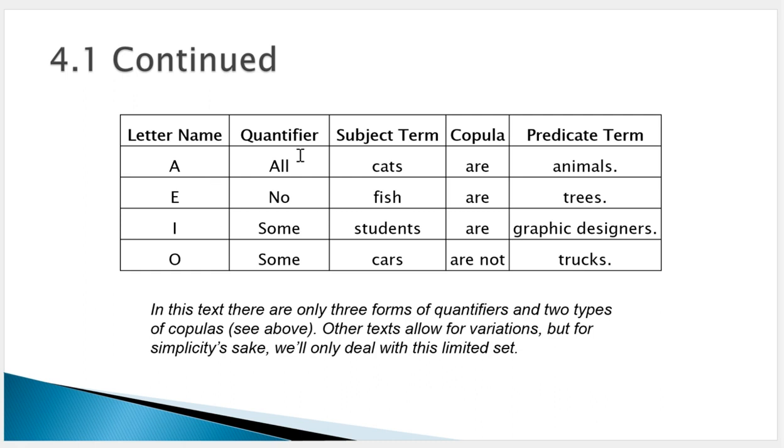I've made a chart with those. So A is, here's your quantifier, here's your subject, here's your copula, here's your predicate. And I did that for all 4 of them. So that just helps you get used to how it works. Like some cars are not trucks. Some cars are trucks. Some cars are built on truck chassis now, which is kind of interesting.